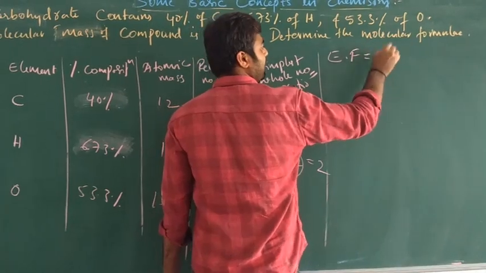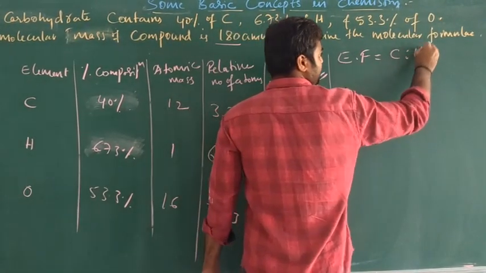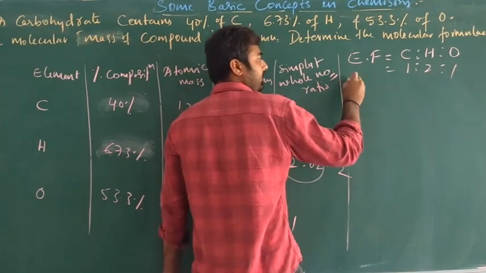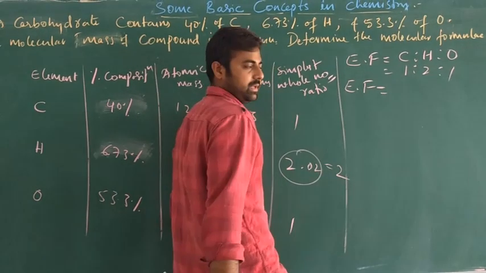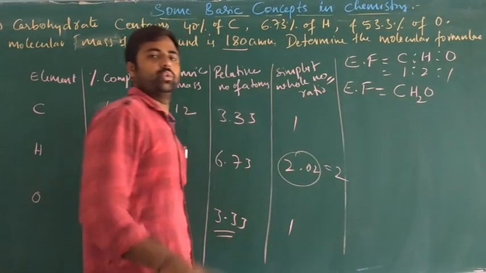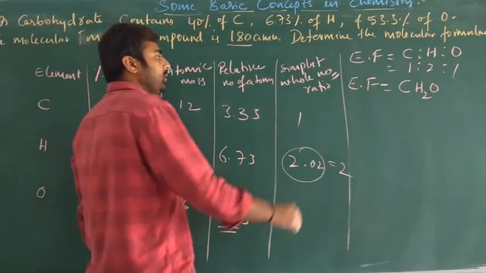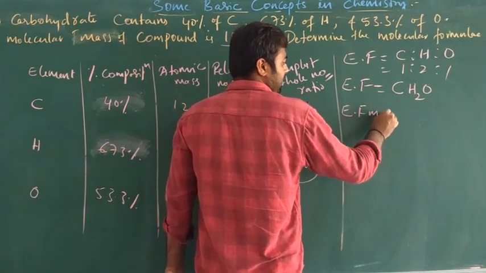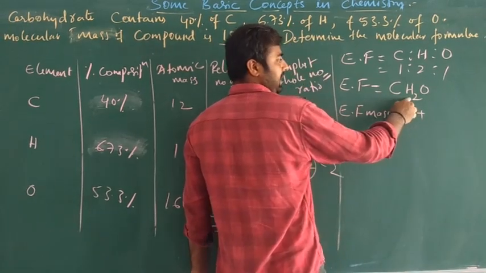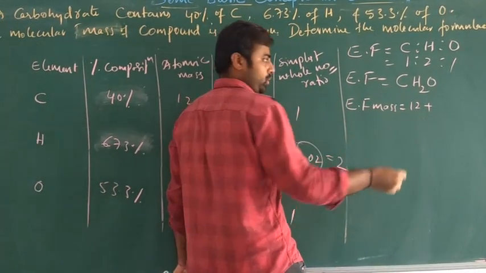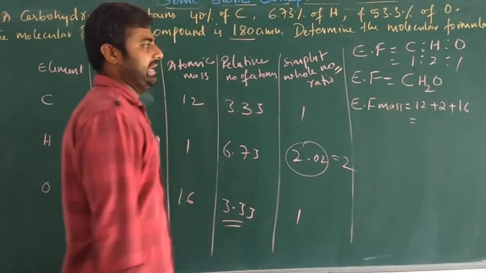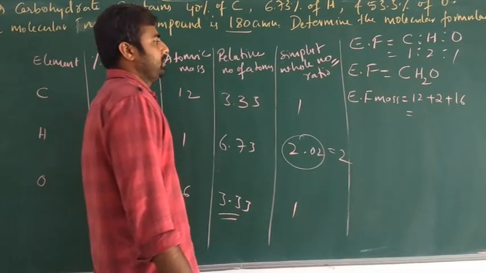The empirical formula of the given carbohydrate is C to H to O in the ratio 1 to 2 to 1. What is the empirical formula of the given carbohydrate? It is CH2O. Then you have to calculate the empirical formula mass. Empirical formula mass equals 12 plus, for hydrogen, atomic mass is 1 into 2, 2, plus oxygen is 16. 16 plus 2 is 18, 18 plus 12 is 30.